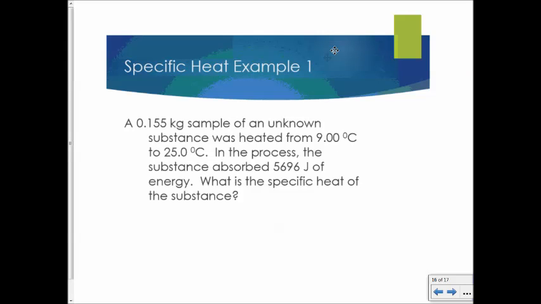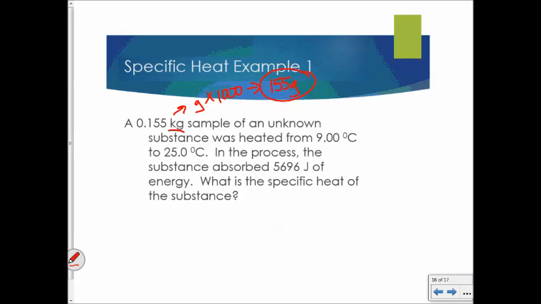Like this one, specific heat example 1. The 0.55 kilograms here, oh, it gave me kilograms. That's kind of a bummer, because now I have to convert it to grams. How many grams in a kilogram? 1,000. So I basically have to multiply by 1,000 to get 155 grams to start with, because I can't use kilograms in the equation.